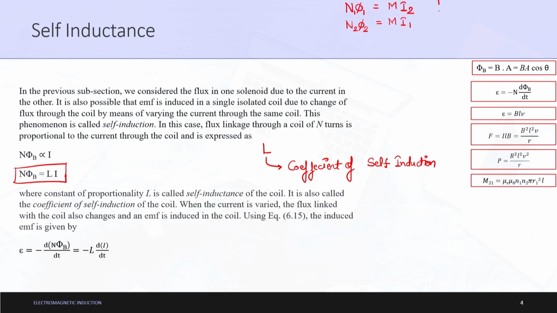But in the self inductance concept, there is no use of neighboring coils, only a single coil is used, and hence there is no requirement for denotation by any numbers in the subscript. So, it is directly N phi is equal to L into I. So, M is used for mutual inductance, and L is used for self inductance.